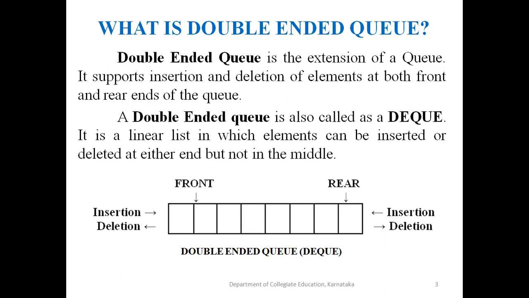A double-ended queue is also called a DQ, and it is a linear list in which the elements can be inserted or deleted at either end but not in the middle.